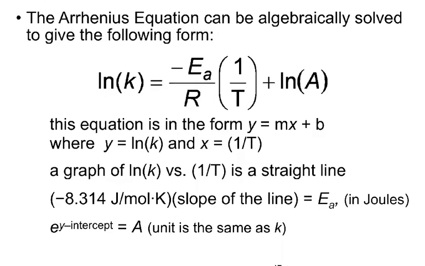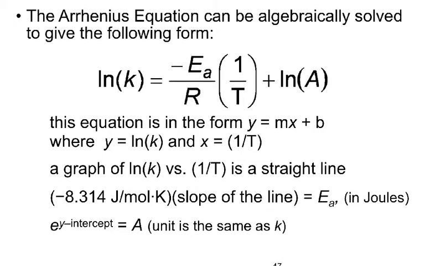Now we can solve the Arrhenius equation to give a linear form. So there, the natural log of the rate constant is the activation energy divided by R, the gas constant, times 1 over the temperature, plus the natural log of A. So then our equation is in linear form, the y equals mx plus b form.